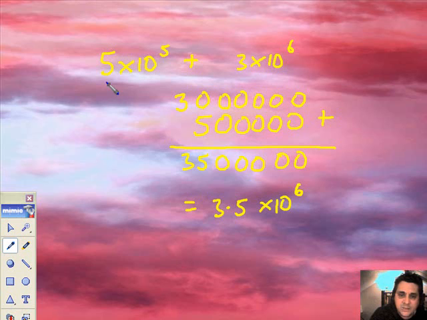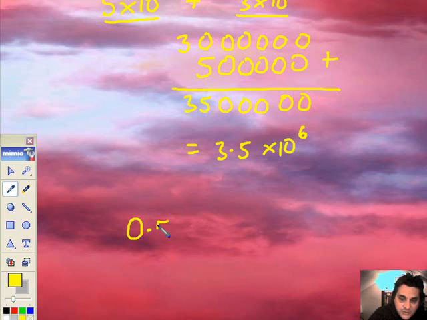Let's take a good look at this. I'm not sure if this is conventional, but I'm going to teach you anyway. In order to go another stage further, if I convert this to a power of 6, this becomes 0.5. Contemplate that just for a minute. 0.5 times 10 to the power of 6 added on to 3 times 10 to the power of 6.